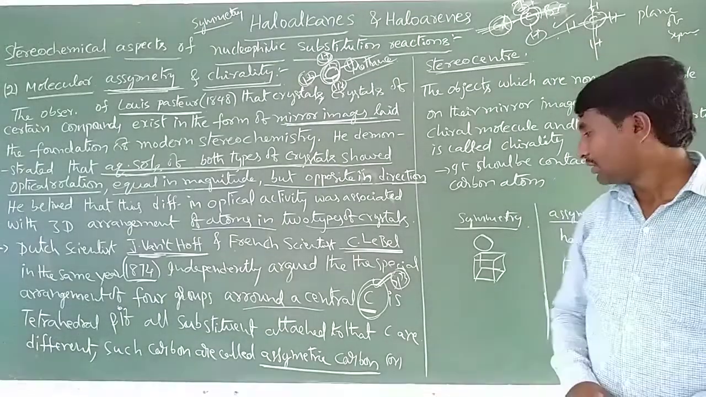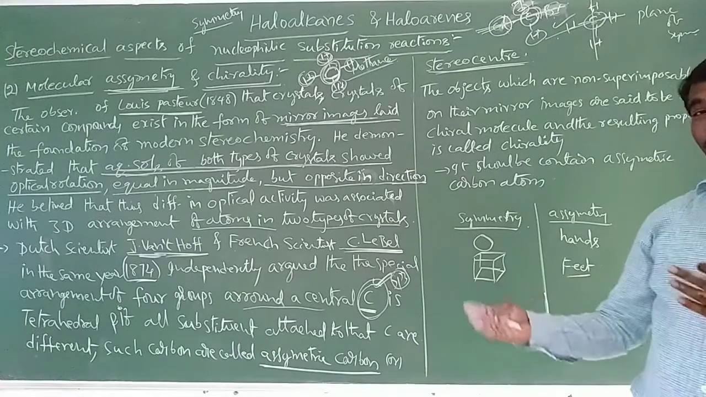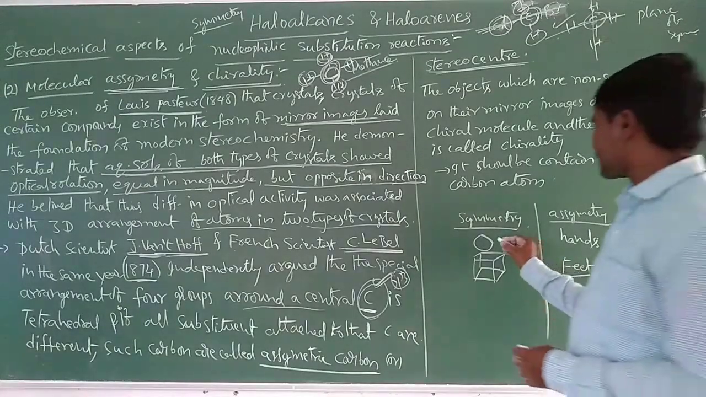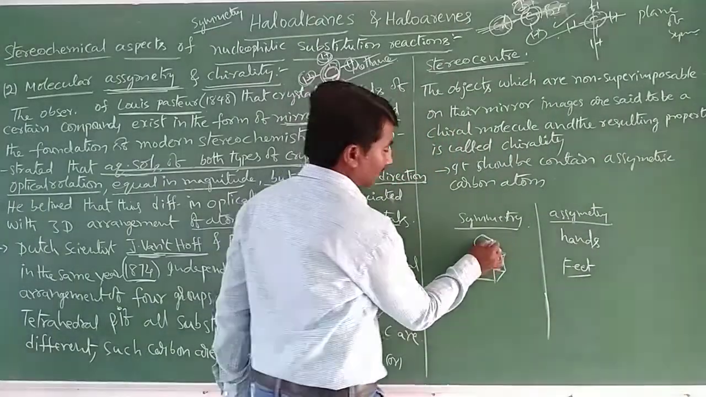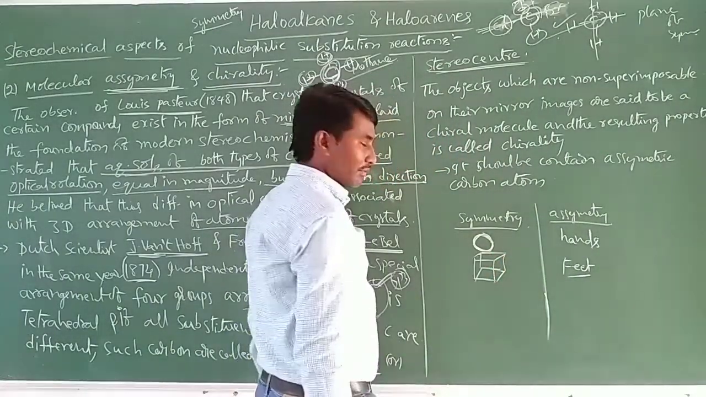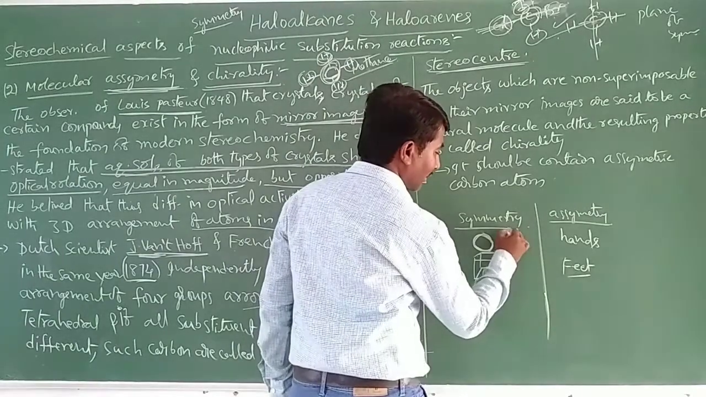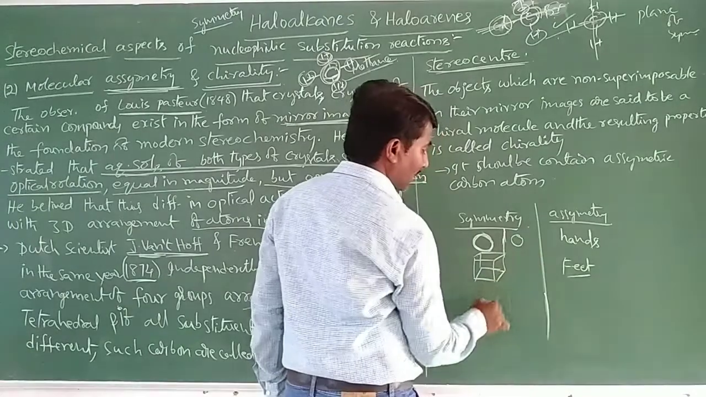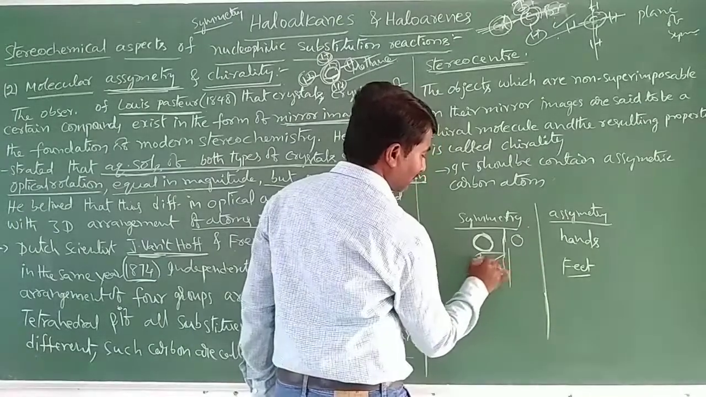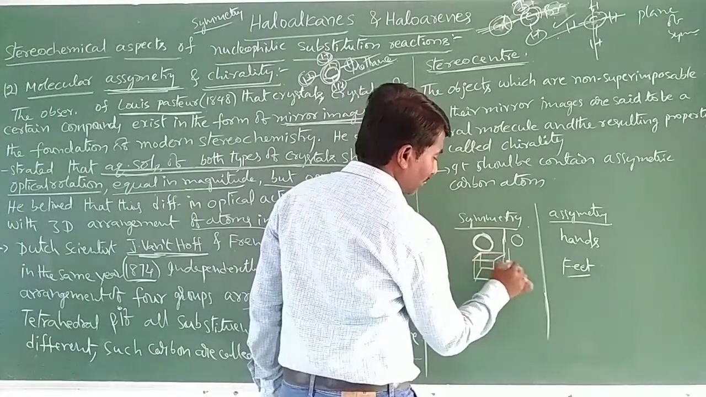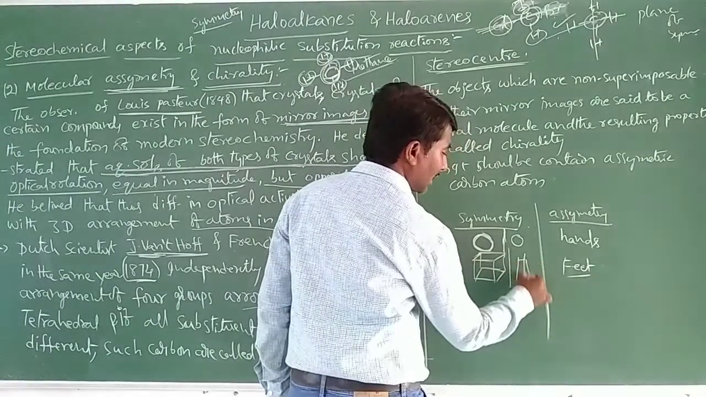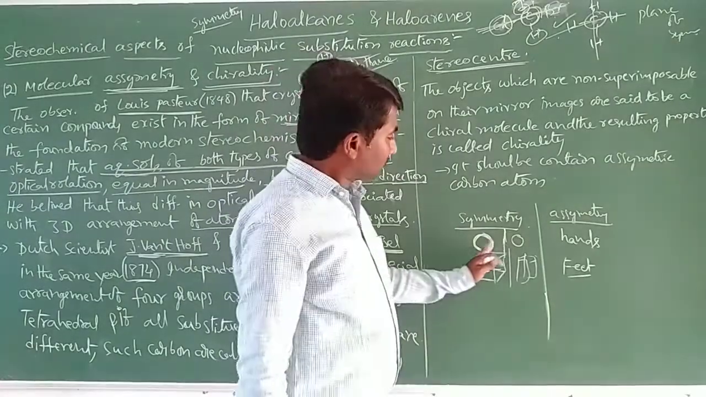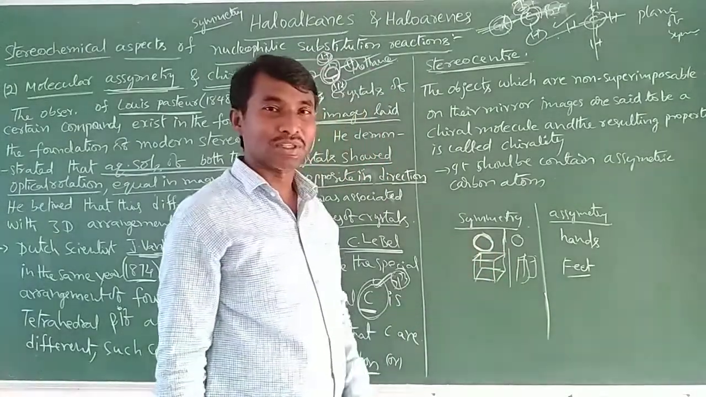Asymmetry means here symmetry and asymmetry. Symmetry means when the object is equal. Suppose in a mirror, this is a sphere. When it is in the mirror, the image is the same, and this is a cube, and here also the same, like this. So whatever way, this is symmetry.